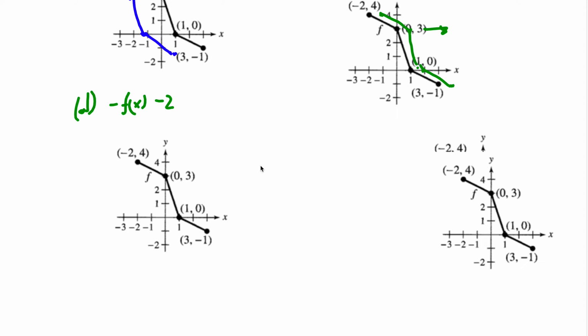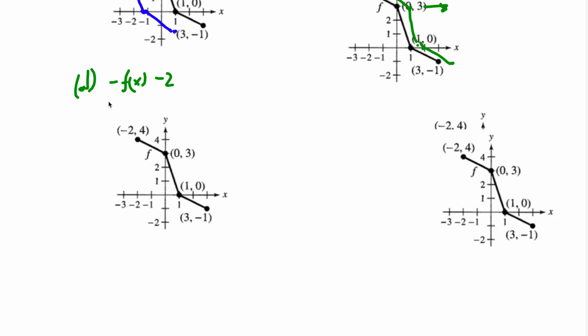So what's going to happen first from an order of operations standpoint is the negative, which means it's going to reflect over the x-axis first. Then, because the 2 is outside, it's going to go down 2. So here's where you're going to have to bear with me. As I'm doing this, it means that I'm going to reflect over the x-axis first. That's going to be thing 1.